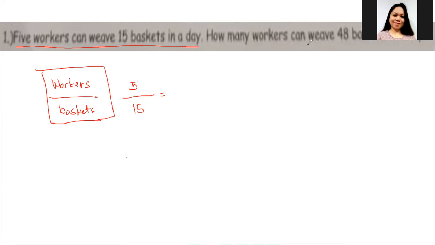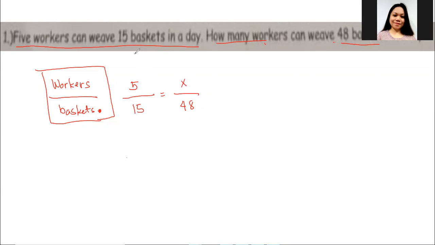How many workers can weave 48 baskets? Well, this is baskets. If you put a ratio right there, where do you put the 48? Is it above or below your ratio? Well, you know that baskets has to be in the denominator, so I'm going to put 48 there. And then the question is how many workers? That's the one you do not know, so that will be your X, that's your unknown.